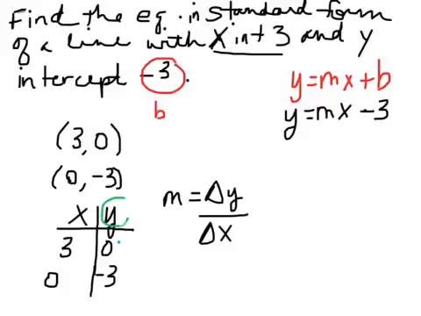I could say, okay, the y's are over here. That's going to be the top of my fraction. How do I get from 0 to negative 3? Don't I subtract 3? Well, that's how much the y's changed. They went down 3.